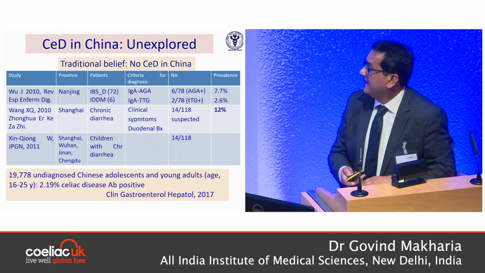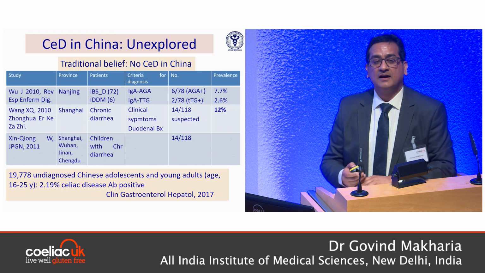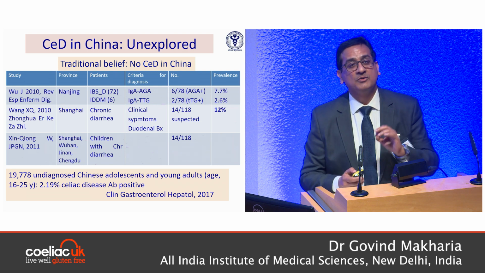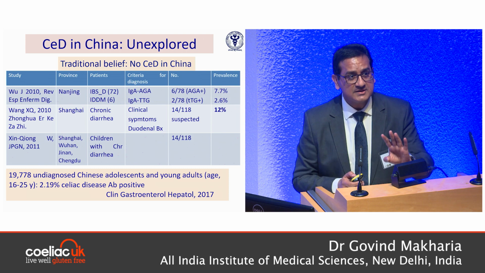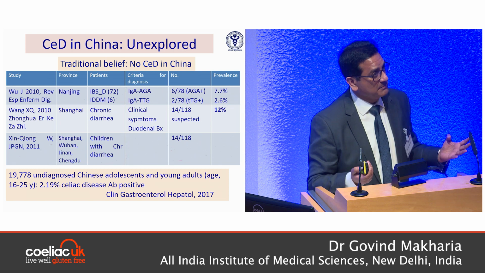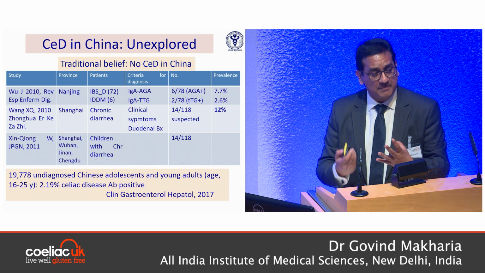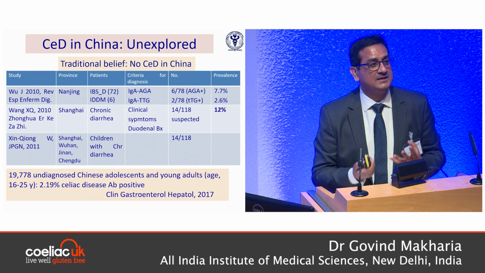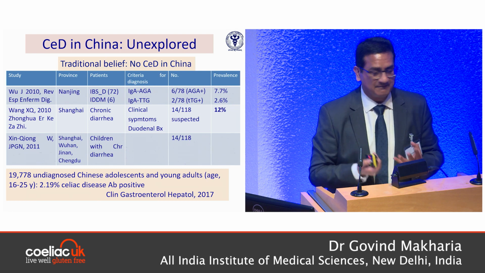But interestingly, last year, a study was published involving 19,000 Chinese adolescents and young adults. They found that seroprevalence in this population is 2%. They were not biopsied, they were just serology positive, which is too high. Certainly, many of them would be potential celiac, many may be false positive, but 2% serology positive prevalence in Chinese is remarkable. So it may break the dogma that celiac disease does not occur in China.